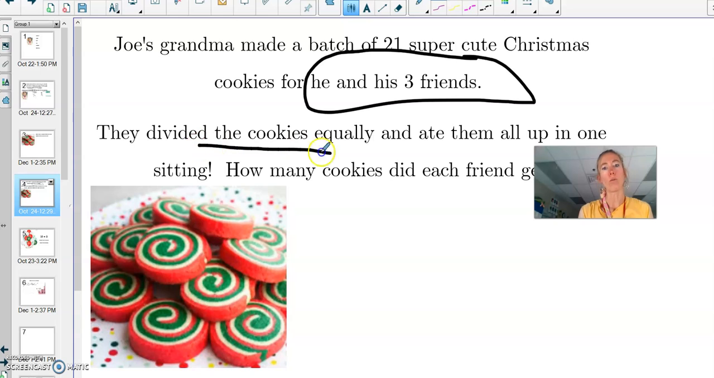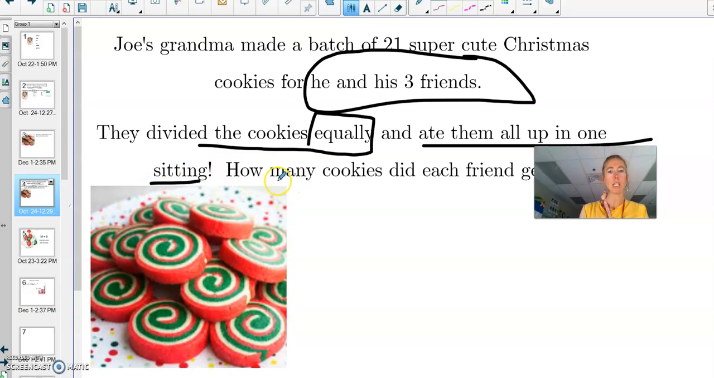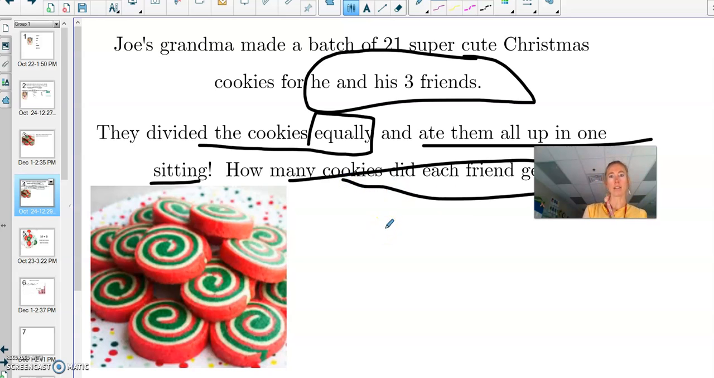So they decided, well, we're each going to get the same amount. We're going to divide them equally amongst them. And they just ate them up all in one sitting. And they were done. Okay. So how many cookies did each friend get? Did they each just get 1? Well, no, because there's 21 cookies. So we'd have to take 21 and divide it amongst how many people?